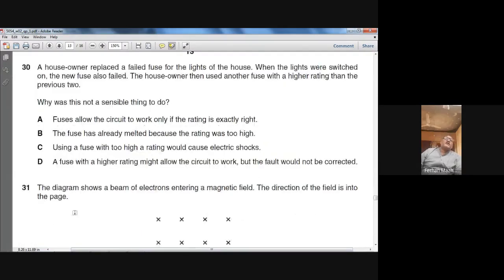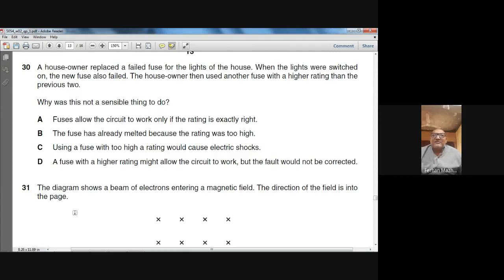A house owner replaced a failed fuse for the lights of the house. When the lights were switched on, the new fuse also failed. The house owner then used another fuse with a higher rating than the previous two. Why was this not a sensible thing to do? Because you have used a fuse whose rating is higher, now the fuse will not melt, but the appliances might melt.